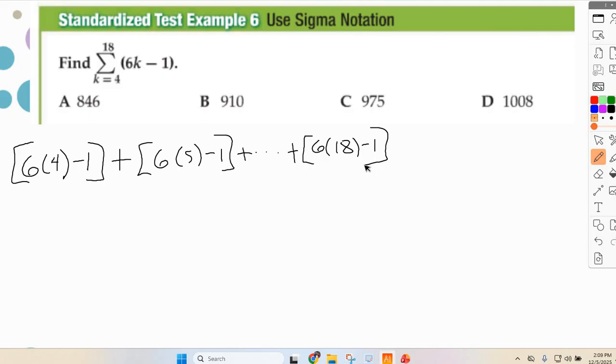But that would be a lot of typing and adding in our calculators. Or we can say, okay, what type of equation is this right here? What is 6k minus 1? Linear equation. And remember, we said that when we have linear equations for our rule, we're going to end up with an arithmetic sequence. Which means that instead of having to add all of these together manually, we can use the sum formula that we got yesterday instead.